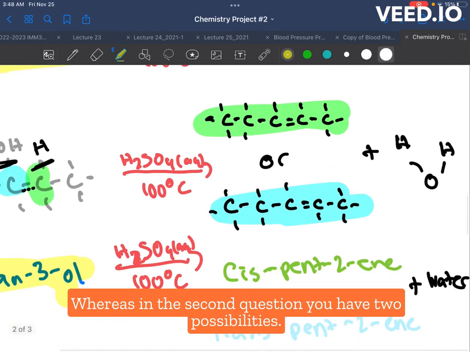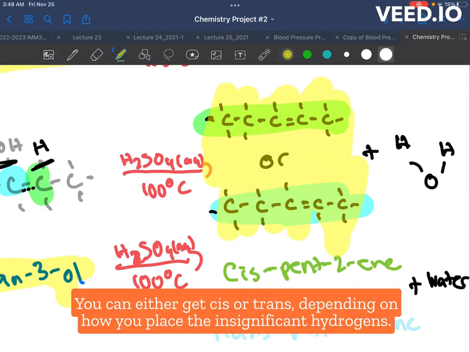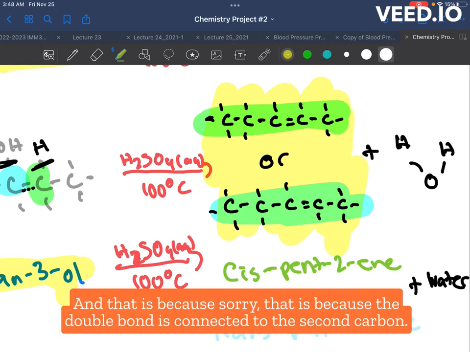Whereas in the second question, you have two possibilities. You can either get cis or trans depending on how you place the insignificant hydrogens. And that is because the double bond is connected to the second carbon.